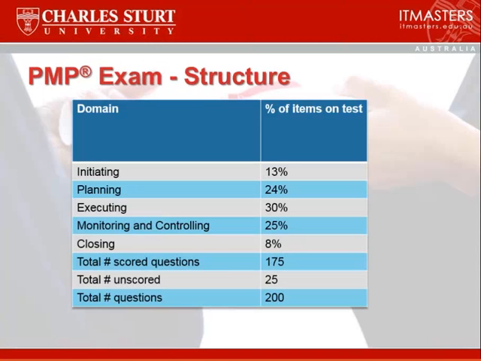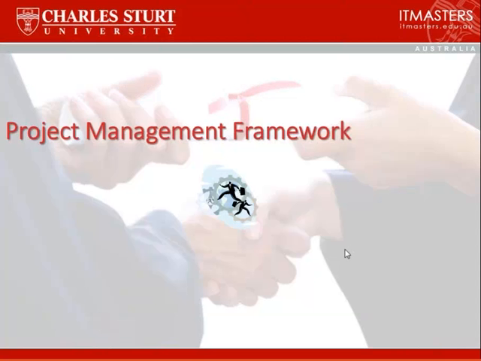The exam structure for the PMP: these are the various process groups, and these are the various percentages of items on the test, and you'll see 175 scored and 25 not scored. So that's the eligibility for the exams and the exam structure.